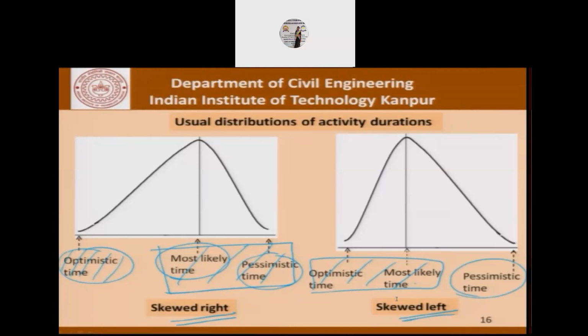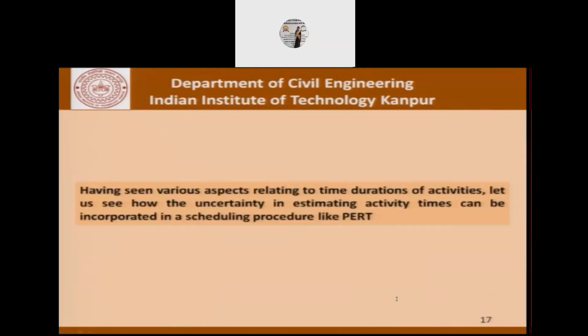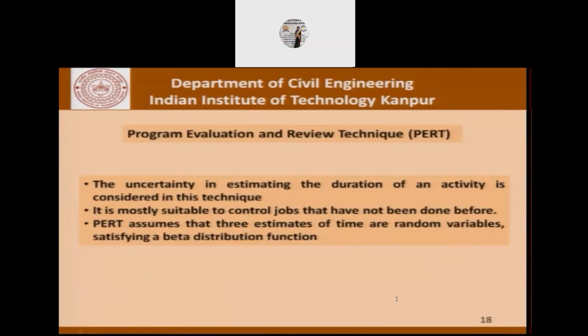So this is the kind of thought process, and we move forward and try to see how the uncertainty in estimating activity times can now be incorporated in a scheduling process like PERT. PERT is the Program Evaluation and Review Technique, and the uncertainty in estimating the duration of an activity is considered in this technique as against the critical path method that we saw in the last class, where the activities had a firm time of completion. It's more suitable to control jobs that have not been done before, and there is more uncertainty in the activities. PERT assumes the three estimates of time are random variables satisfying a beta distribution function.